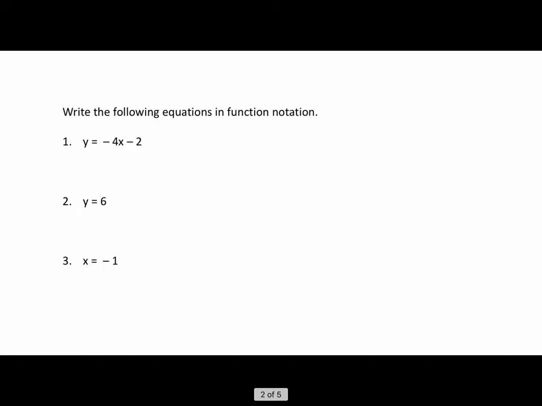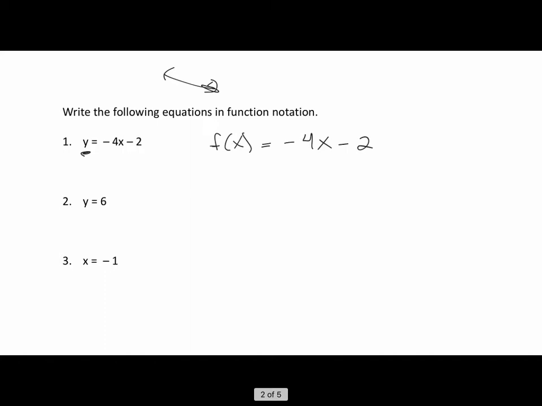Let's write these equations in function notation. Number 1, y equals negative 4x minus 2. So this is a negative sloping line, right? This is definitely going to be a function. So I can change y to f of x instead. Everything else stays the same. So f of x equals negative 4x minus 2.